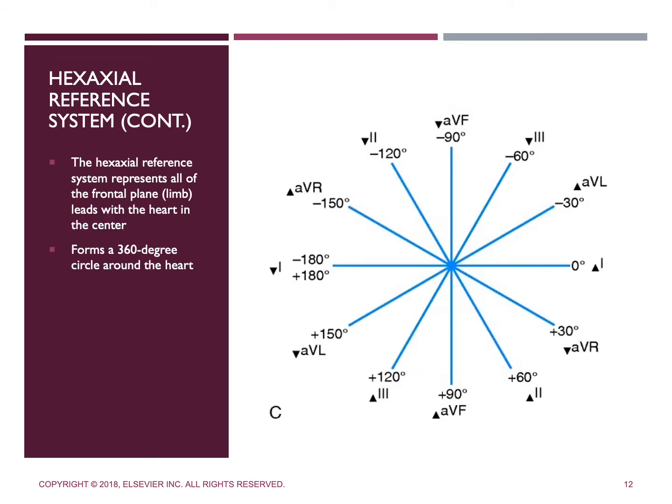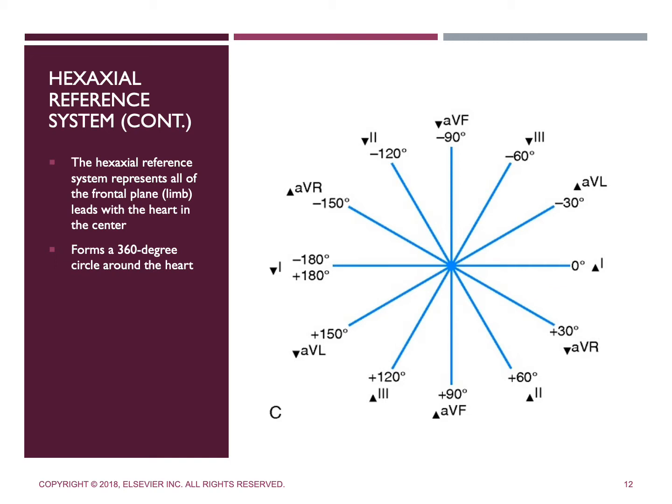So what we're looking at here is the hexaxial reference system, which is derived from B. The hexaxial reference system is going to represent all of the frontal plane, which is our limb leads, with the heart in the center, and is the means used to express the location of the frontal plane axis. So what this system is going to form is a 360-degree circle surrounding the heart.